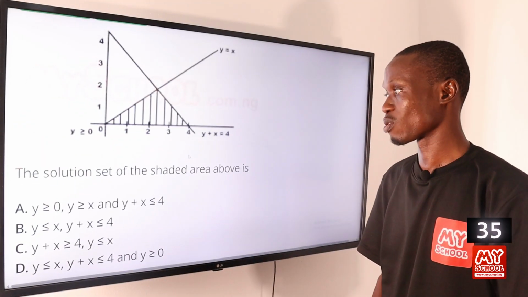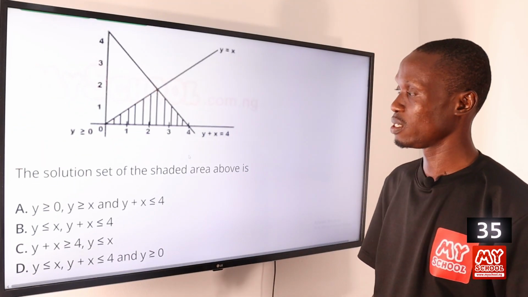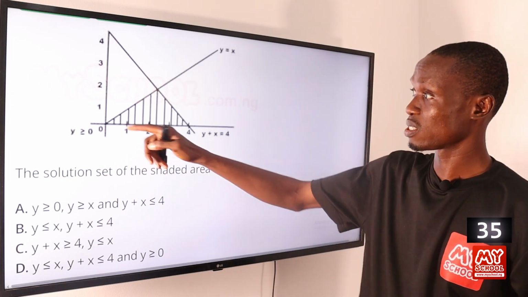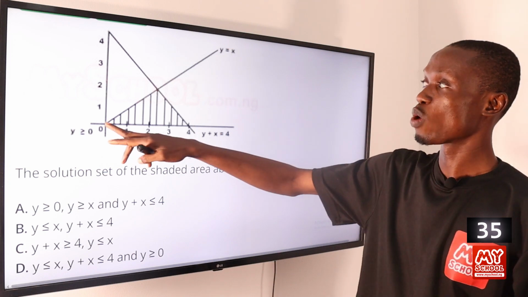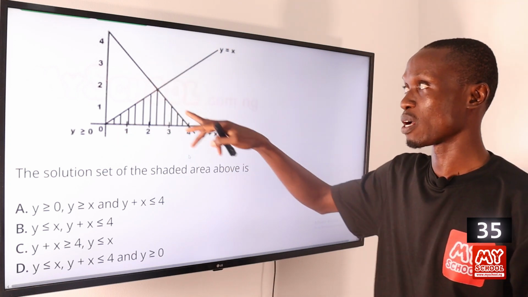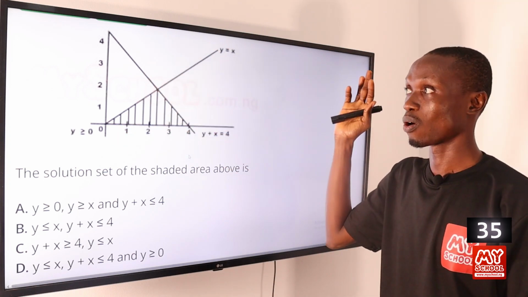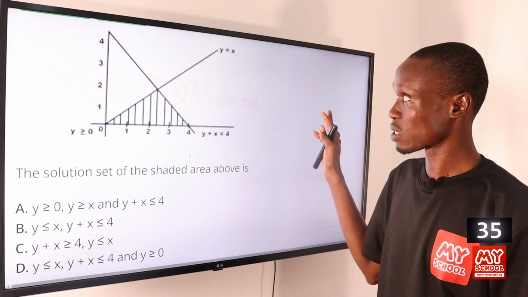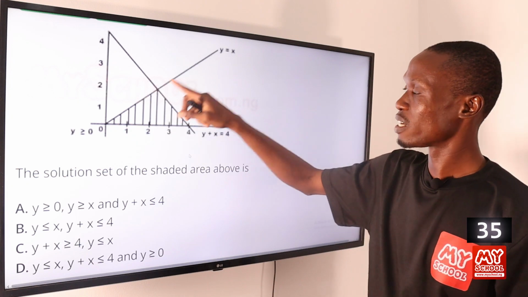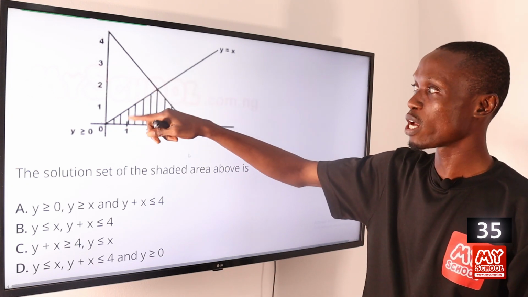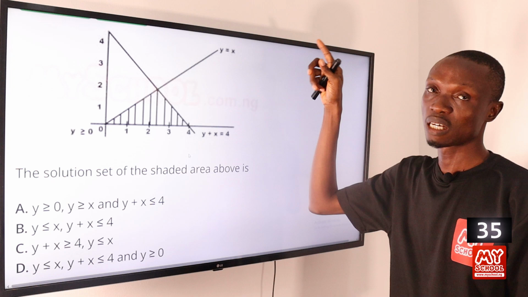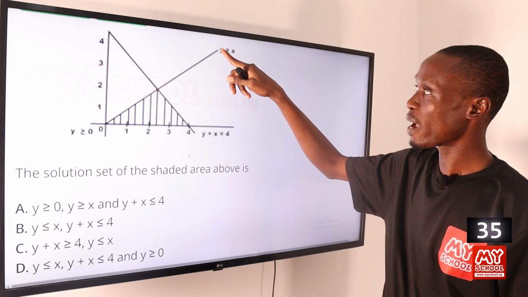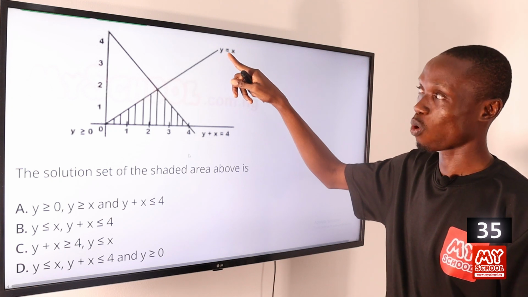Question 35. The solution set of the shaded area above is, so let us analyze this one after the other. So these are the two lines, right? When the lines are thick, you know that we'll be having greater than or equal to or less than or equal to. So settle that part. Now if you look at this line, the under is shaded. When the under is shaded, that means we are having less than or equal to. So in this case, for this line, y is less than or equal to x.